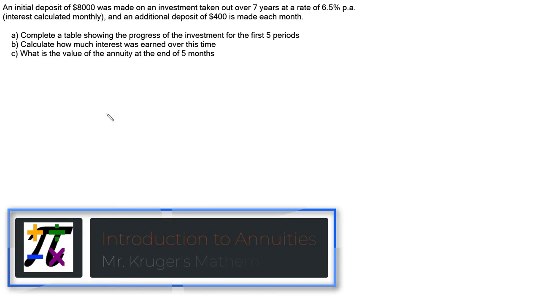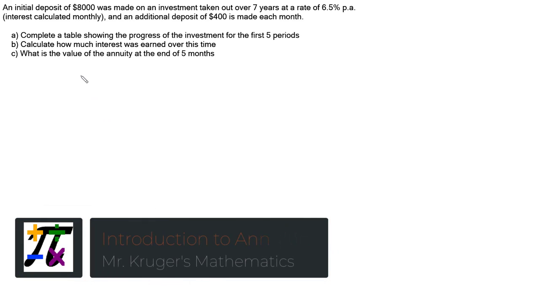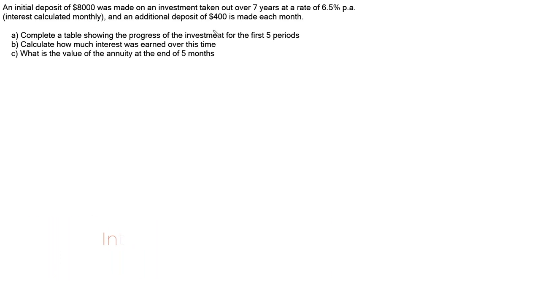Hi, in this video, I'm looking at this question where we've got an initial deposit of $8,000 made on an investment taken out over 7 years at a rate of 6.5% per annum with interest calculated monthly, and an additional deposit of $400 is made each month.